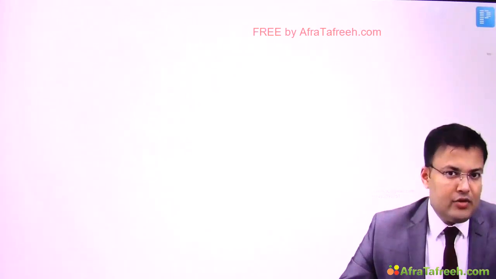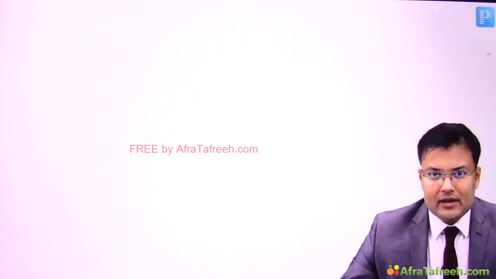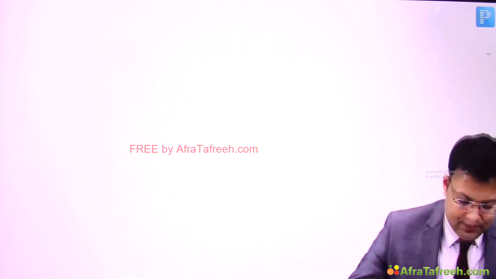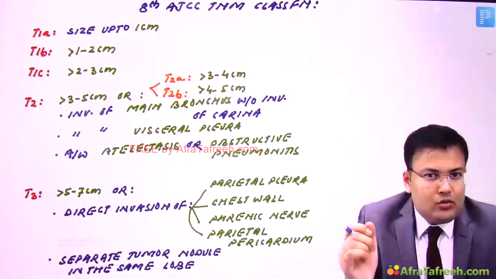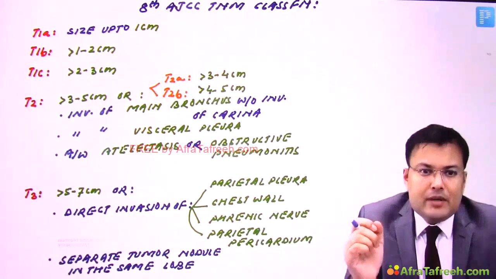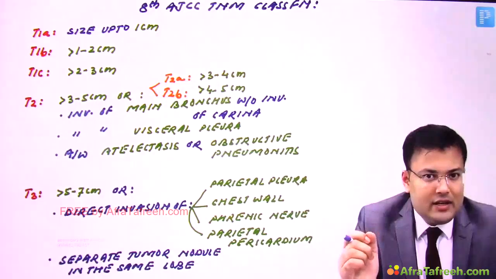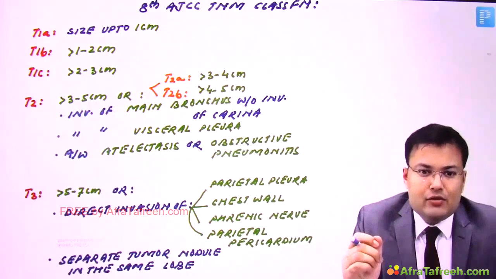There was one question in NEET 2020 related to 8th AJCC TNM classification of carcinoma lung. So let's discuss 8th AJCC TNM classification of carcinoma lung. It's very easy to remember. If we see from T1A to T2B, we are just supposed to add 1 centimeter. So T1A is size up to 1 centimeter, T1B is more than 1 to 2, and T1C more than 2 to 3. T2A more than 3 to 4, and T2B more than 4 to 5 centimeter.